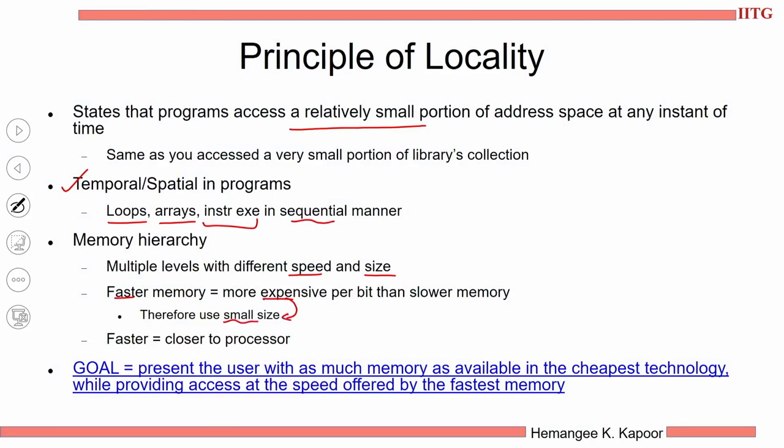Okay. So what's the overall goal of the memory hierarchy? To present the user with so much memory that it's the biggest amount of capacity available at the cheapest technology, and at the same time gives you speed which is equal to the fastest memory. So I want the speed of the fastest memory and I want the capacity of the cheapest memory. Okay, so that's the illusion we want to create overall in the memory hierarchy.